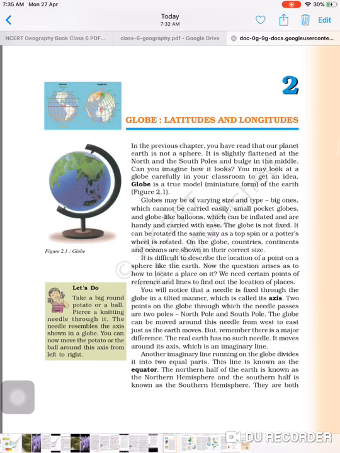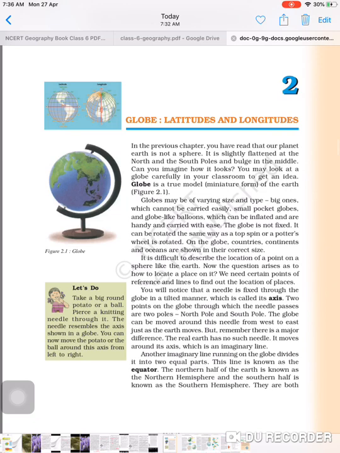It is slightly flattened at the north and the south poles and bulges in the middle. A bulge means a little bit thick. So, can you imagine how it looks? You may look at a globe carefully in your classroom to get an idea. A globe is a true model of the earth.